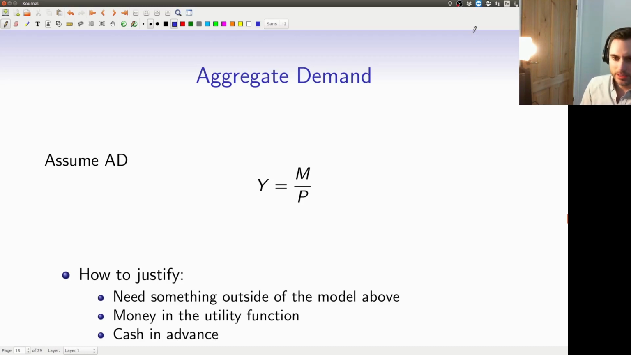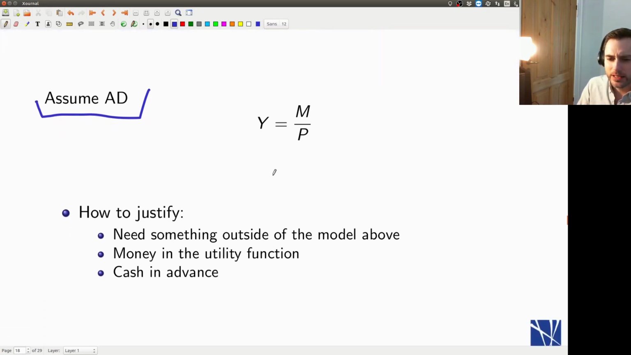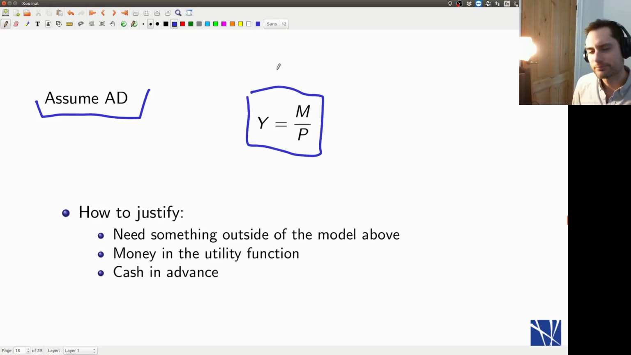All right, so again, we're assuming we have an aggregate demand function. It looks like this. So if there's more money relative to prices, then people are going to demand more stuff. Sort of makes sense, doesn't it? So how are we going to justify it? Well, either you can have money in the utility function, so people care about money. You could have cash in advance, so you need money in order to buy stuff, so people accumulate money. You need something in addition to what we had above, but we're just going to posit that for now.